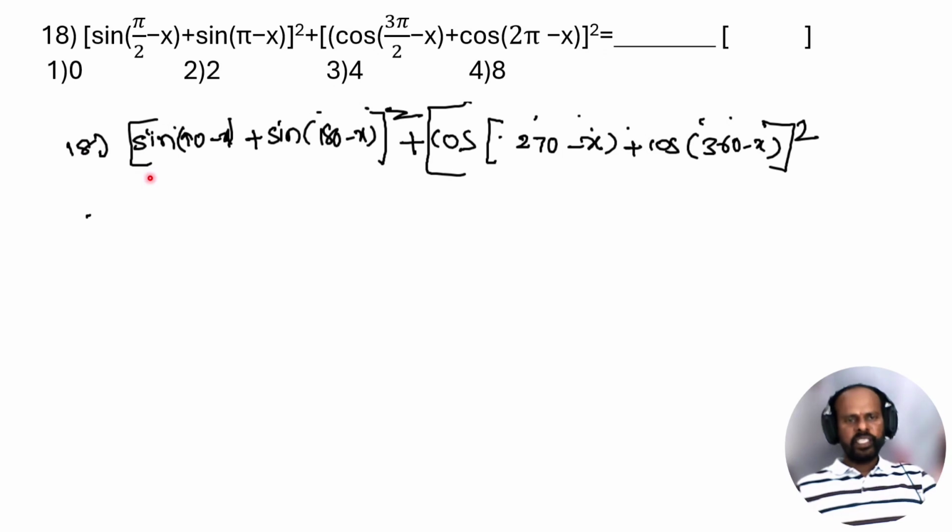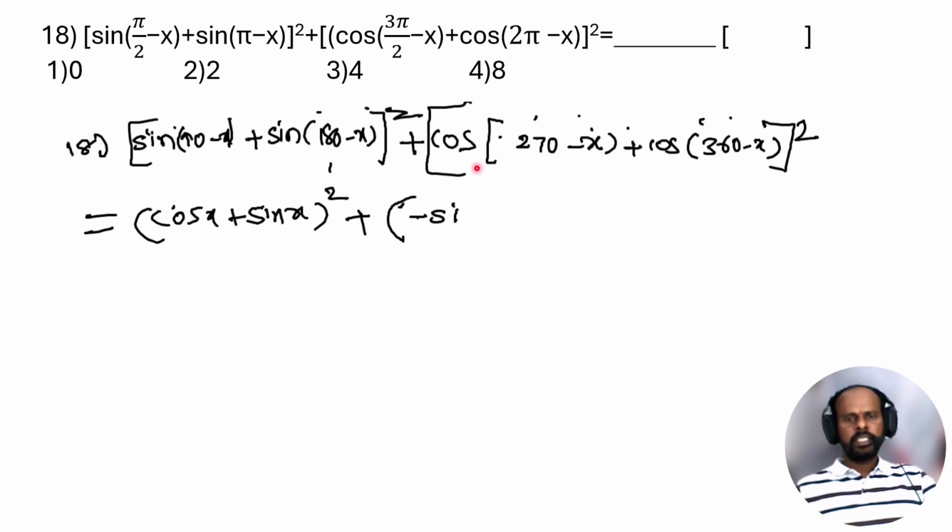Sin(90 minus theta) equals cos theta, in the first quadrant. Sin(180 minus theta), in the second quadrant sin is positive, so plus sin x, and whole square writing as it is. Plus cos(270 minus theta) is in the third quadrant. In the third quadrant cos is negative, so it can be written as minus sin x. And cos(360 minus theta) is in the fourth quadrant, where cos is positive, so plus cos x, whole square. Now let us expand by using the a plus b whole square formula.